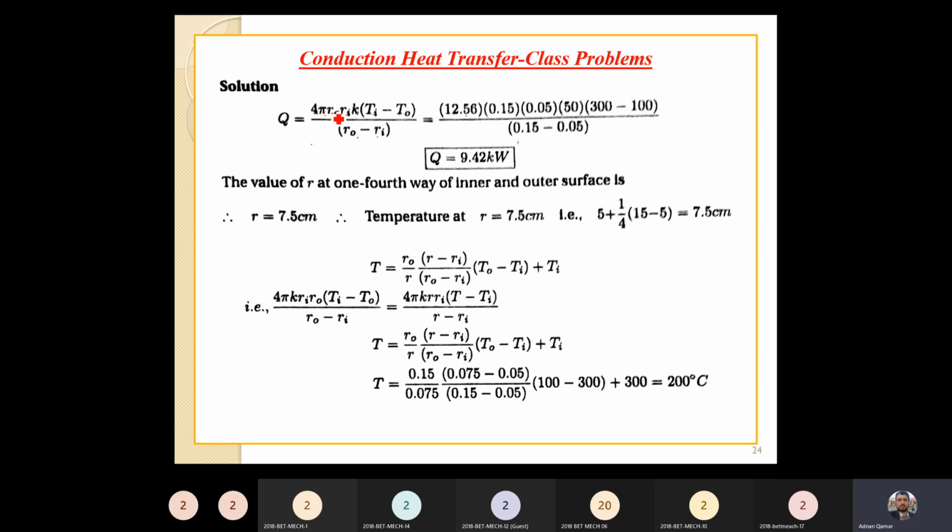You have the value of R naught, the value of Ri, the value of K, and the inner and outer temperatures. You will get this. Convert all the units into SI units, keep that in mind. These should be in meters, and these should be in kelvins.